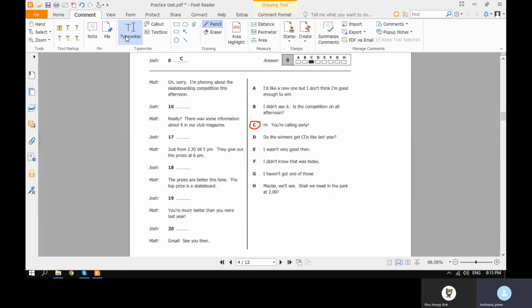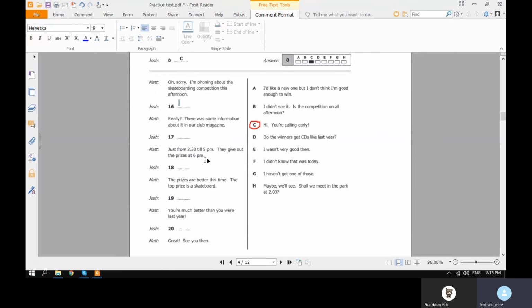So number 16, what is your answer here? F. Okay, and what about number 17? Is C. Okay, C is already given here. So do you have other answer here? D. It's D. D, okay. And what about 18? We know the 17 is B. Okay, 17 is B.